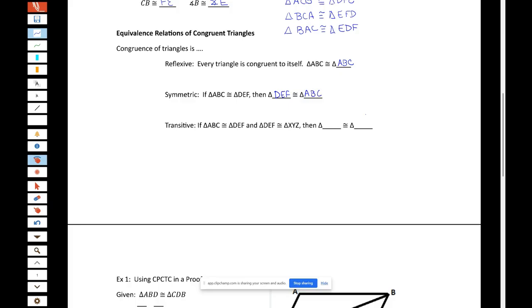All right, so if triangle ABC is congruent to triangle DEF, then DEF is congruent to ABC. You can use it to flip the name around. And then transitive, if ABC is congruent to DEF, but DEF is also congruent to XYZ, then I can say triangle ABC is congruent to triangle XYZ. So those properties work for congruent triangles.